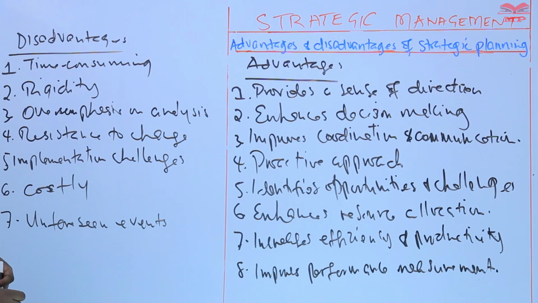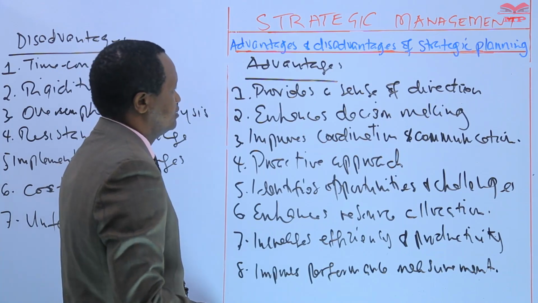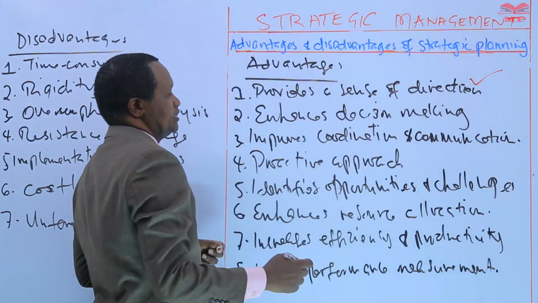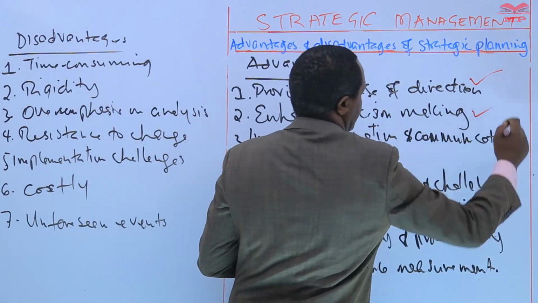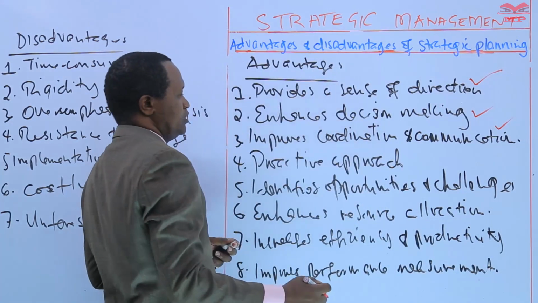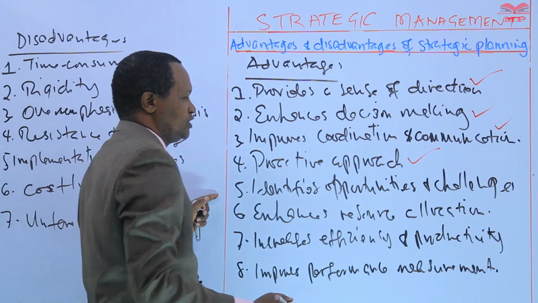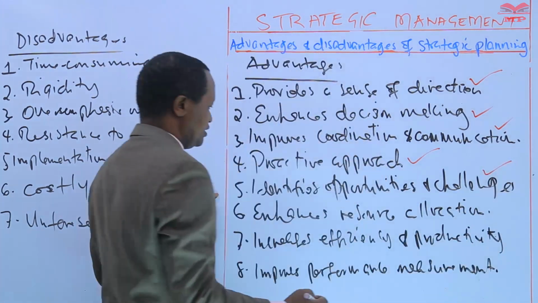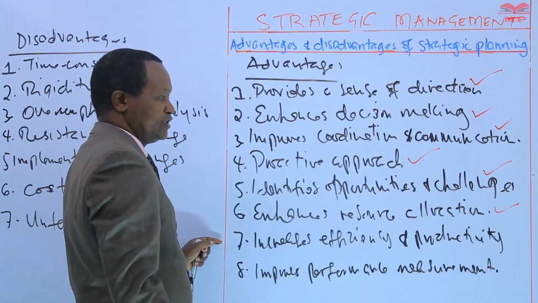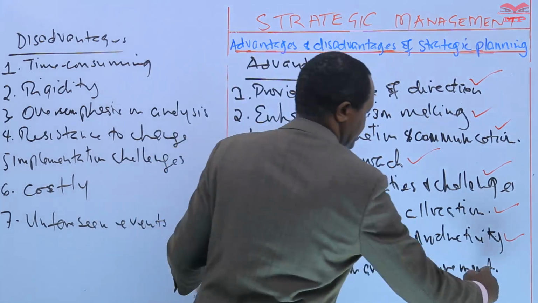So in this lesson, we have identified 8 advantages of strategic planning. 1, provides sense of direction. 2, it enhances decision making. 3, improves coordination and communication. 4, it is a proactive approach. 5, identifies opportunities and challenges. 6, it enhances resource allocation. 7, increases efficiency and productivity. 8, it improves performance measurement.